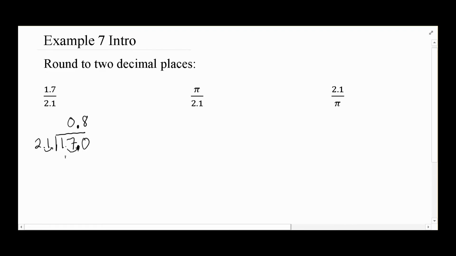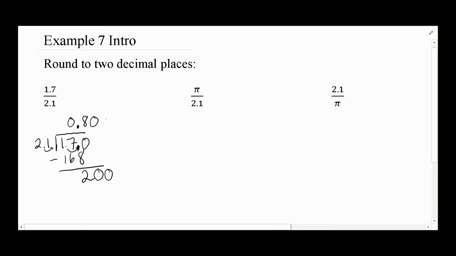So if I do that, that'll get me 168. I subtract that to get a 2. I carry down another 0. 21 goes into 20 0 times, so I bring another 0 down. And it's going to go in there a few times actually.